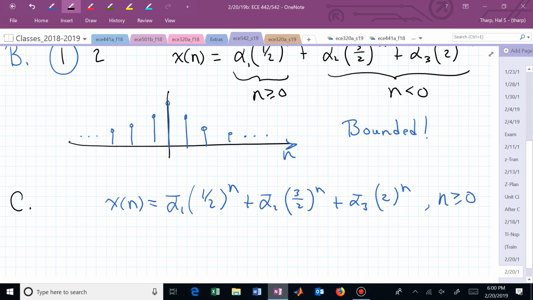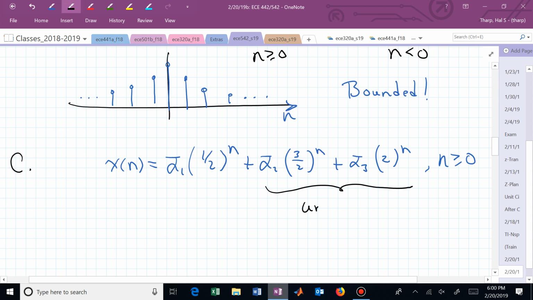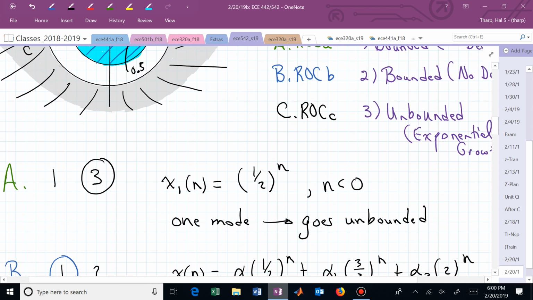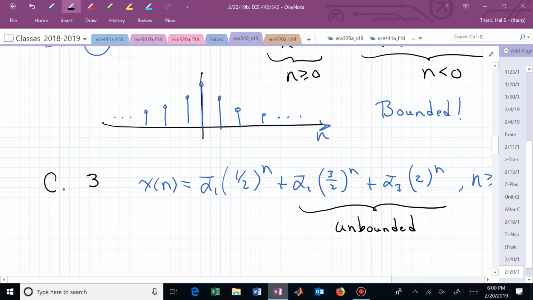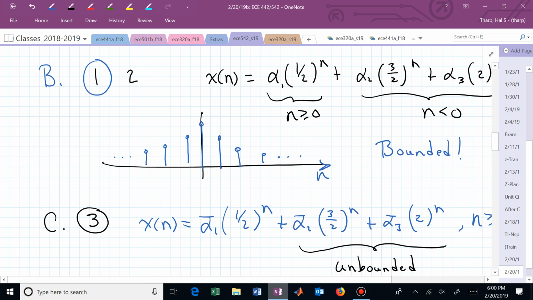Yeah, there's a couple that are outside the unit circle. So if you wanted to, you could have argued the unit circle argument again. The unit circle is not included in the region of convergence. These two modes actually are unbounded, and for that reason, answer 3 is the correct answer for this. So 3 answered 2 of the questions, and 1 answered the middle one.